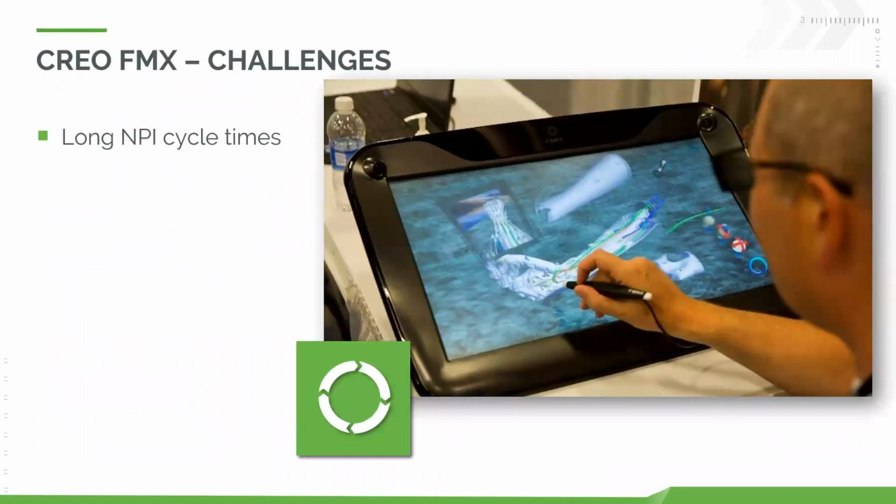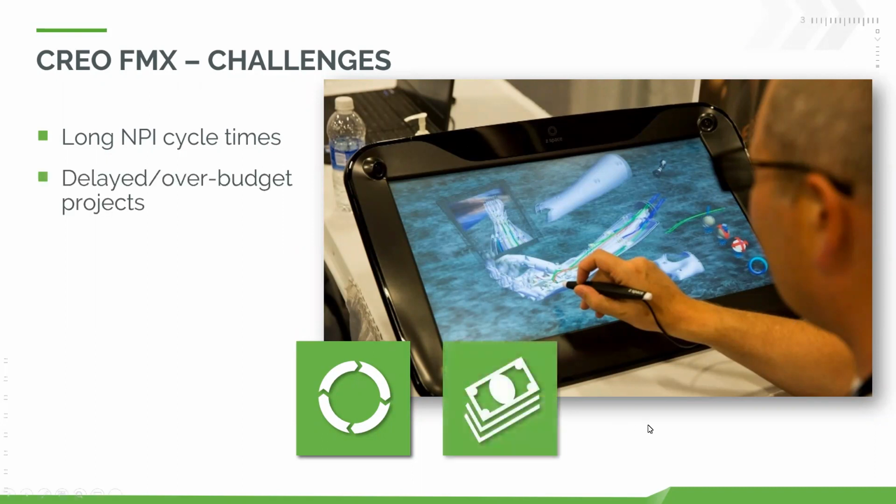Now, some of the challenges that we see companies commonly running into, just from talking to so many companies in the industry, is that a lot of companies have very long new product introduction cycle times. They found that parametric modeling is great. It's awesome. It works well, but sometimes it's slow and it can be very tedious to try new options or to make changes, especially whenever you're working with very complex models. What happens is you end up with delays and over budget projects that are obviously no good for any company.